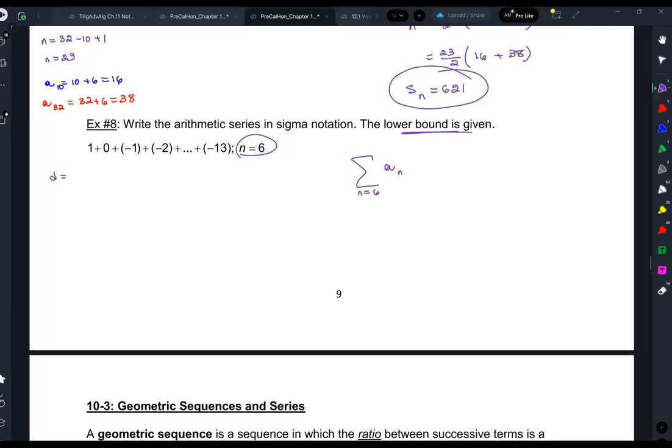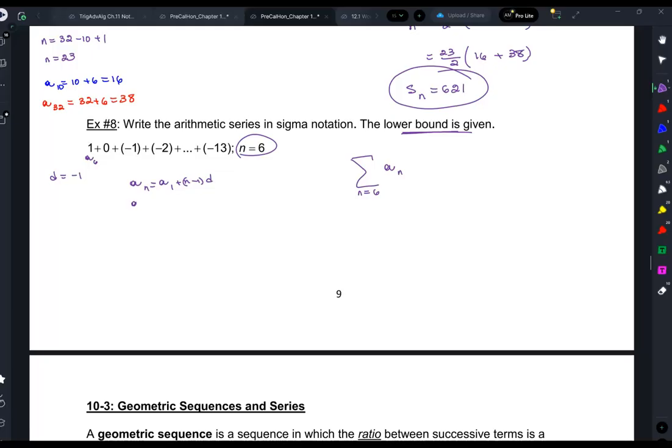First of all, d is 0 minus 1, so negative 1. And the first thing we need here is a sub 1, because we don't have a sub 1. What we have here is a sub 6. So we're going to use that formula, and we're going to say a sub 6. Let's remind ourselves what the formula is. We're going to essentially use it twice. a sub n is equal to a1 plus n minus 1 times d.